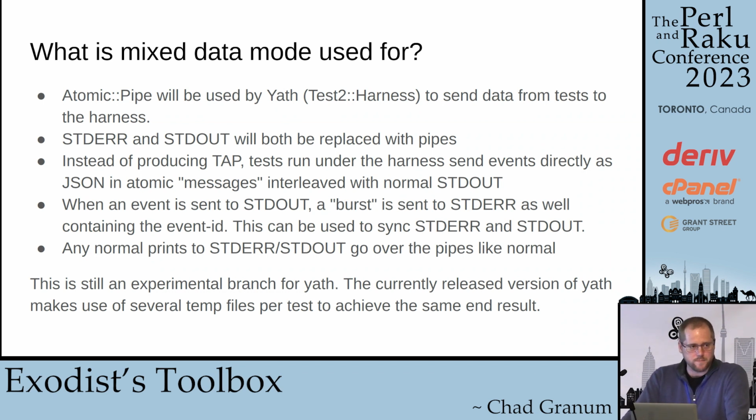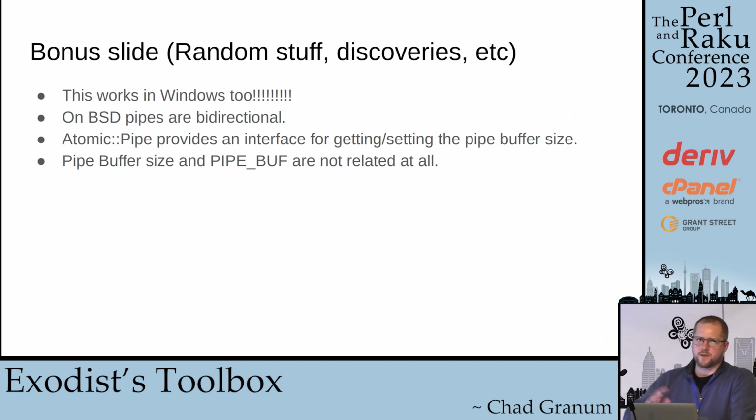You know what order they come in, which is something that Prove, if you haven't noticed, has a hard time with, where your standard error and standard out might be in different places. This is actually something Yath already does, just not quite as sophisticated as what it will do with this. That version of Yath is not out yet, but it will be hopefully soon.